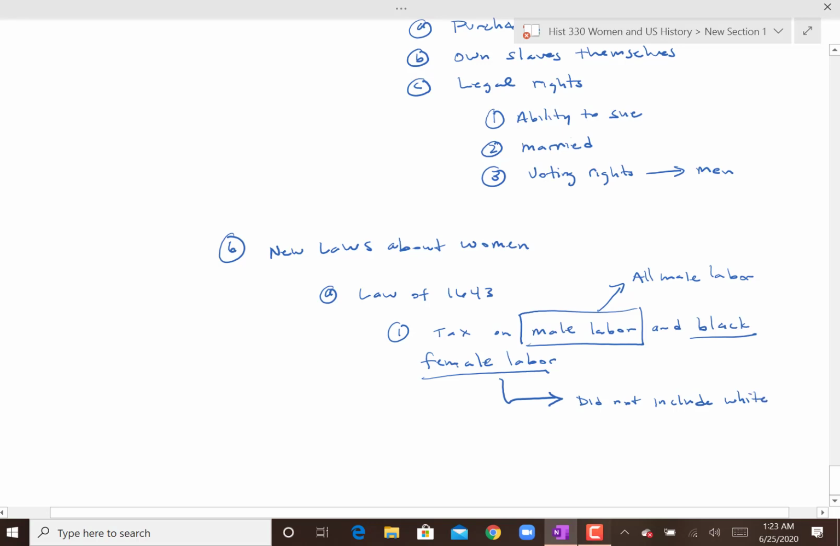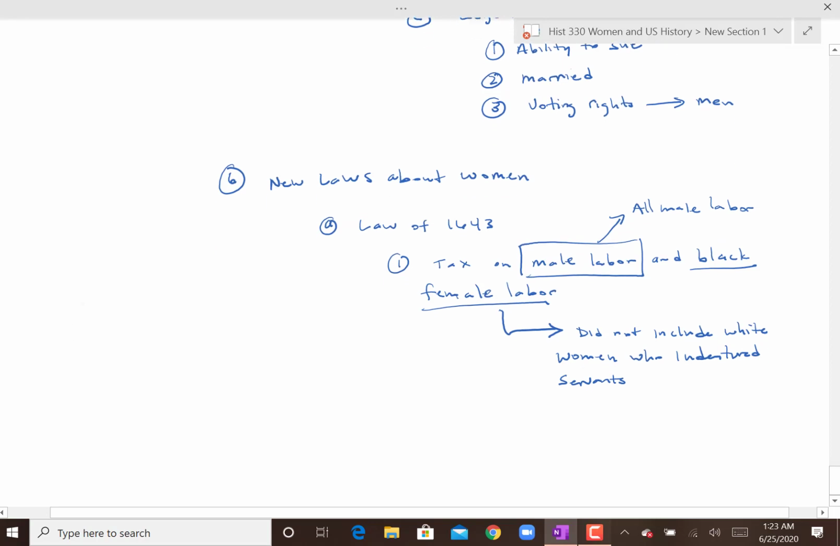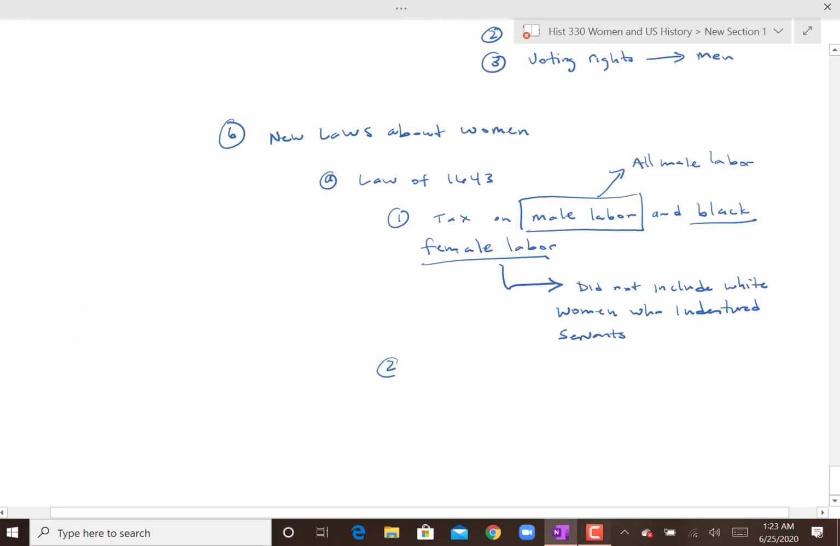white women who were indentured servants. So why were they not in that? Right? What's significant about that? What it tells you is that it's creating a separation of women based on race.